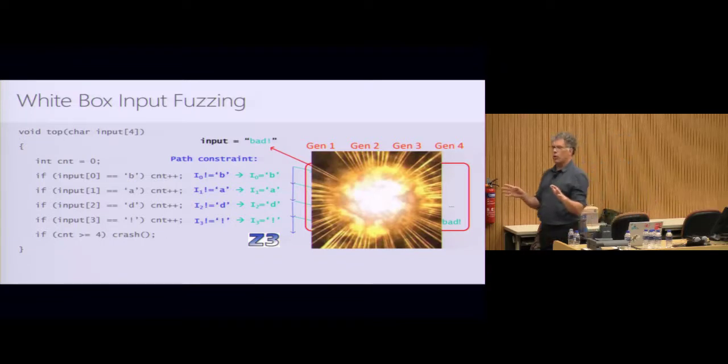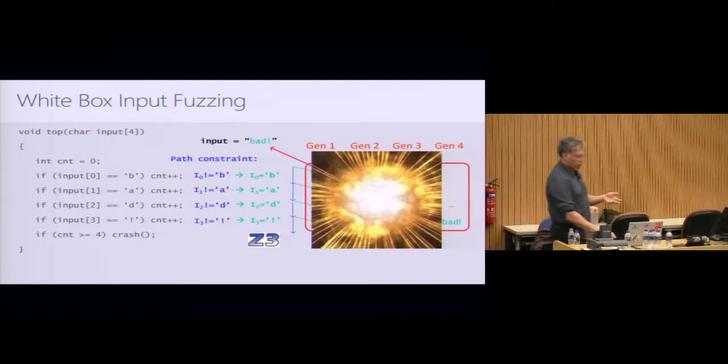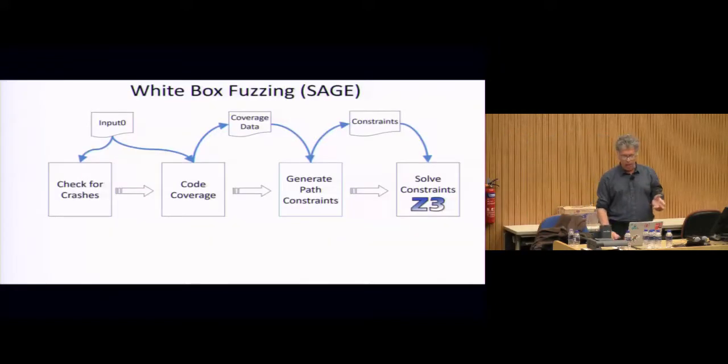There are many other search strategies, but the basic idea is I start with some random seeds, or some input files that already exist for the program. I execute the paths, and then I collect some coverage and try to find new paths, and then generate new inputs. And that's essentially what this diagram shows. So I start with some input here. I run the program, check for crashes, get some code coverage. I could use the code coverage to tell me, oh, here's some part of the code that's uncovered.